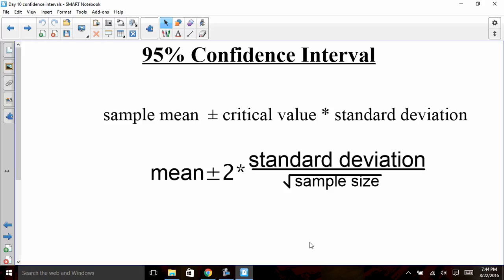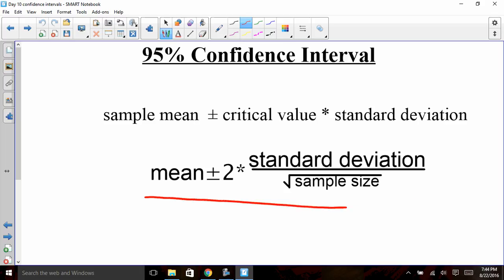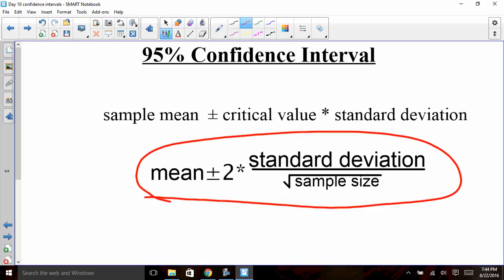Okay, so in order to find the 95% confidence interval, you're going to take the mean value, or average, plus or minus 2 times the standard deviation divided by the square root of the sample size. We need that in our next example.